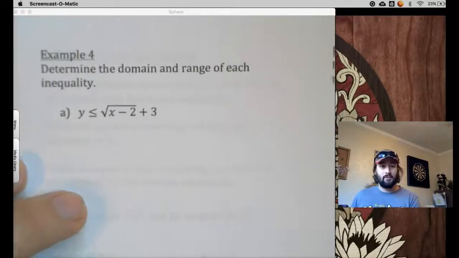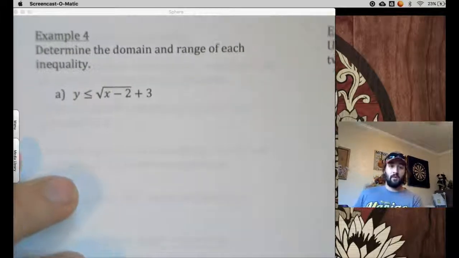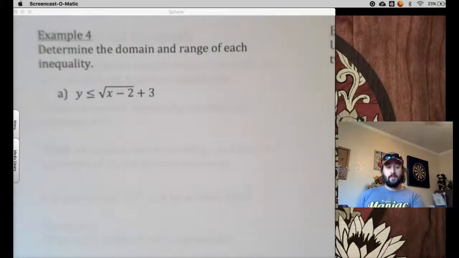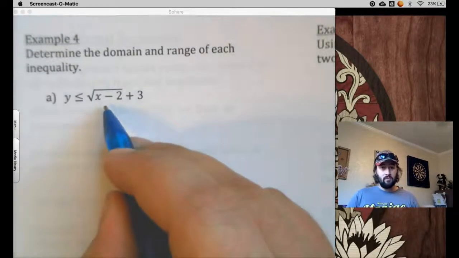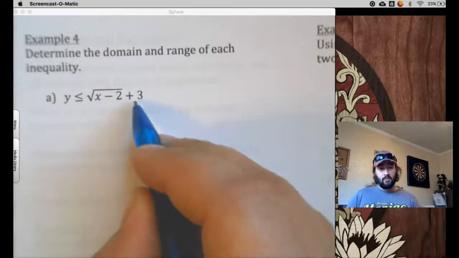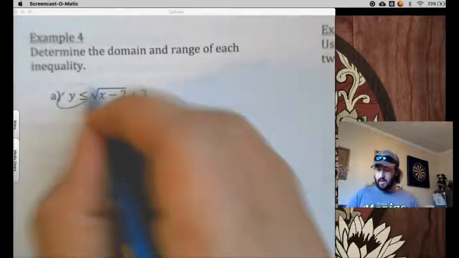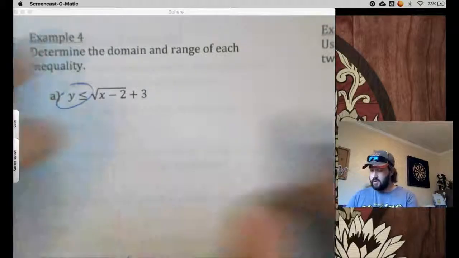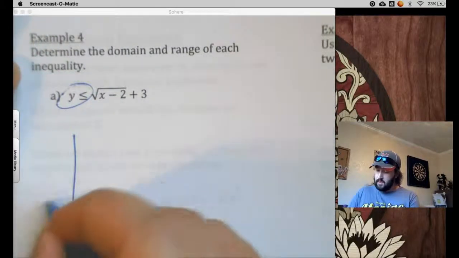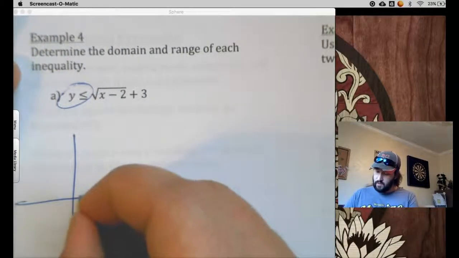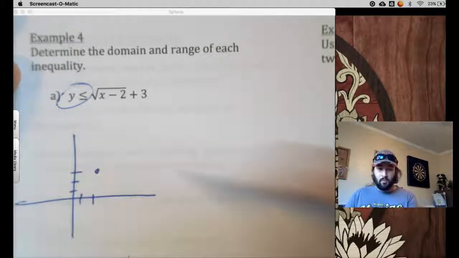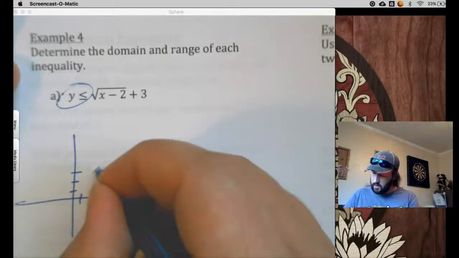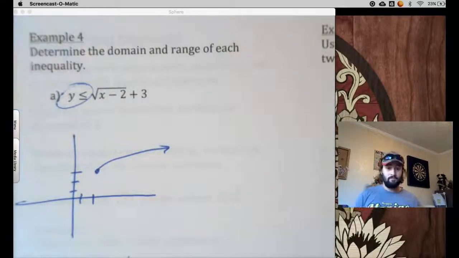All right. Determine the domain and range of each inequality. All right. So these are a little bit tricky. They can be. But notice, we're just taking the square root function. I'm moving it to the right 2 and up 3. So now also, I have y is less than or equal to these values. So if I take my square root function, move it 1, 2, 1, 2, 3, that is my new point, and I know I'm going to be opening in that direction.